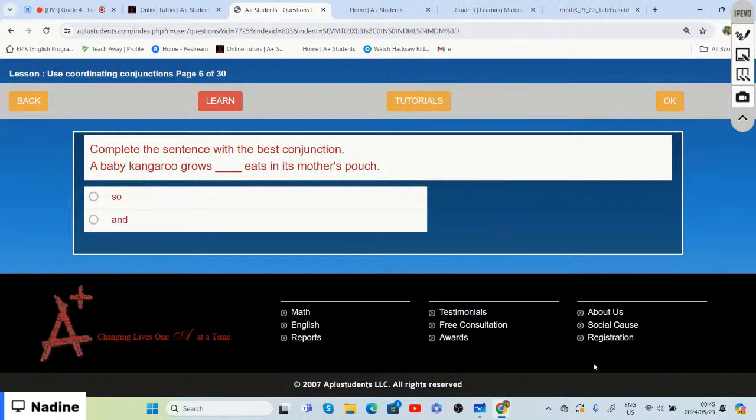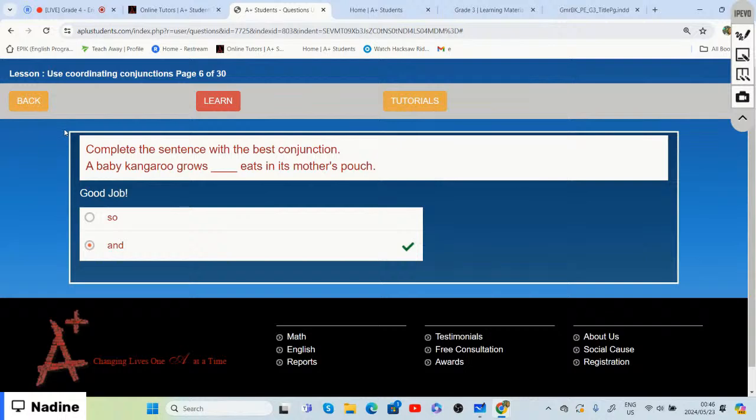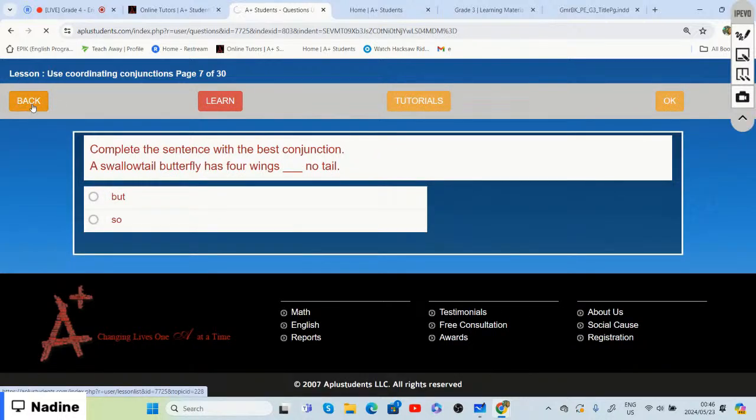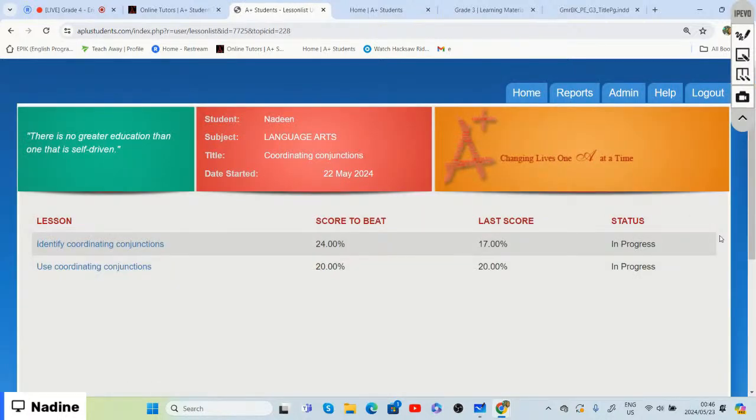All right, and if we were to choose the correct one, we would choose and, right? All right, so well done. So that is the end of our lesson on coordinating conjunctions, right? We said coordinating conjunctions are words that either join phrases or join sentences, right? And our most common coordinating conjunctions are words such as and, but, or, so.